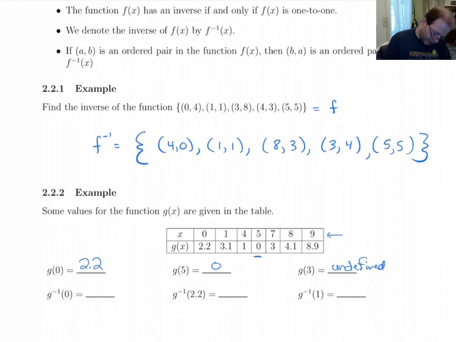All right, now to do g inverse of 0, what I need to do is come back up here and say, what value gives us g of x being 0? That's going to be 5. To find g inverse of 2.2, that's going to be 0. And g inverse of 1 is going to be 4. So if you're given a function table like that, you use it as a lookup table to evaluate g, and then you use it as a reverse lookup table to evaluate g inverse.